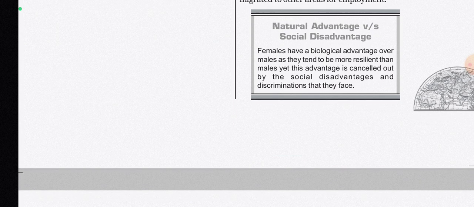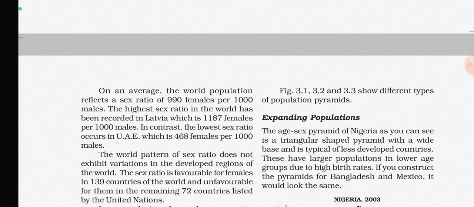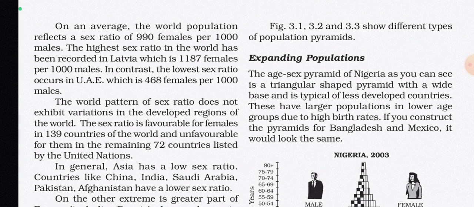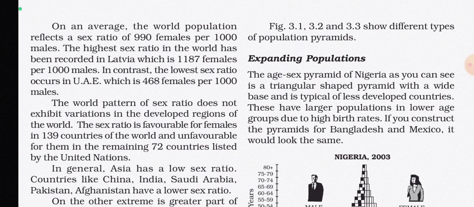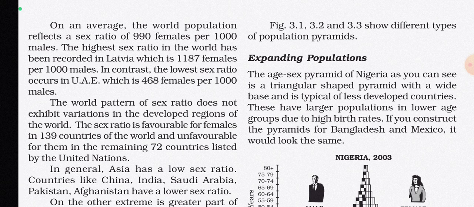Natural advantage versus social disadvantage. Females have a biological advantage over males as they tend to be more resilient than males, yet this advantage is cancelled out by the social disadvantages and discriminations that they face. On an average, the world population reflects a sex ratio of 990 females per 1000 males. The highest sex ratio in the world has been recorded in Latvia, which is 1187 females per 1000 males. In contrast, the lowest sex ratio occurs in UAE, which is 468 females.